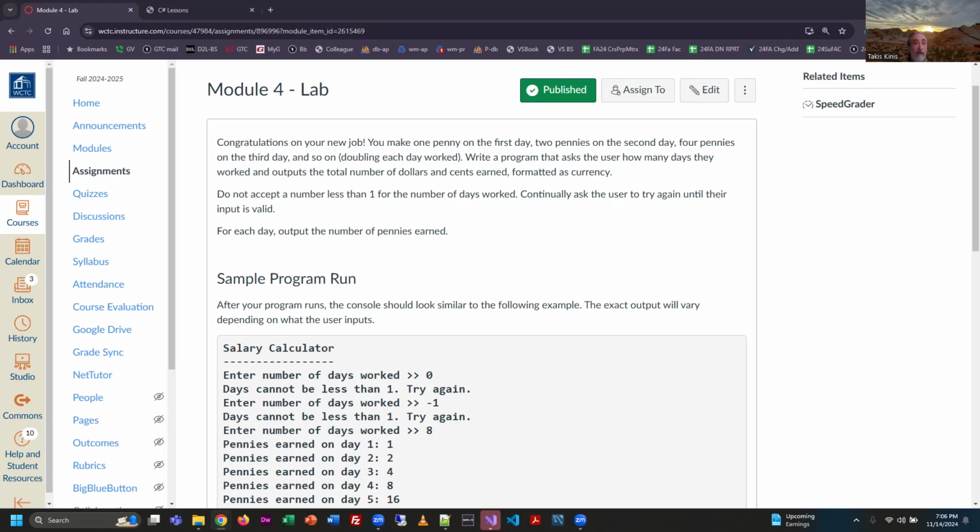You made 1 penny on the first day, 2 pennies on the second day, 4 pennies on the third day, and so on, doubling each day worked. Write a program that asks the user how many days they worked and outputs the total number of dollars and cents earned formatted as currency. Do not accept a number less than 1 for the number of days worked. Continually ask the user to try again until their input is valid. So we're going to do some user input validation here. And then for each day, output the number of pennies earned.